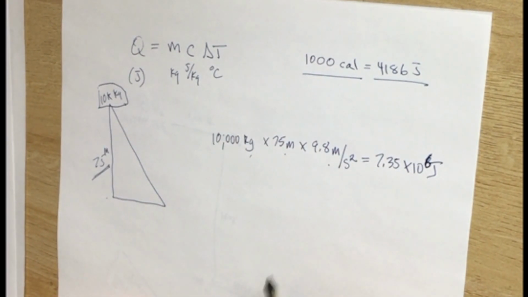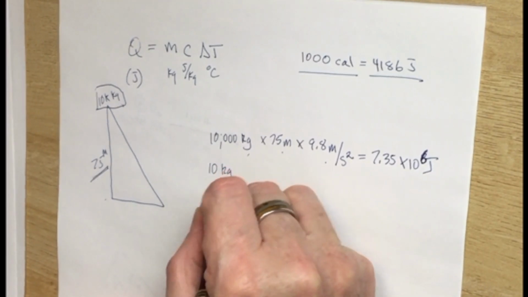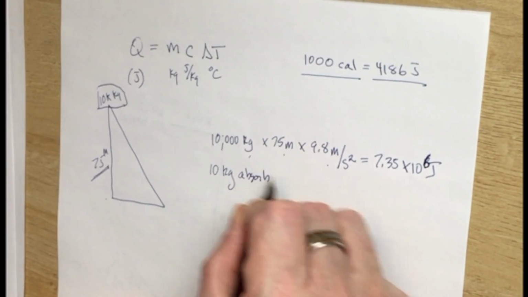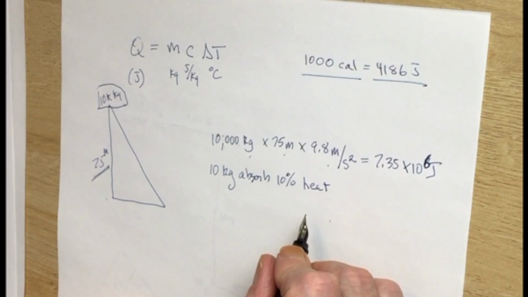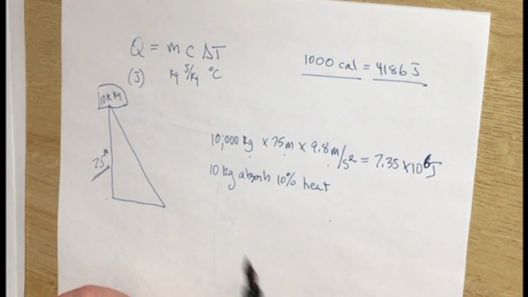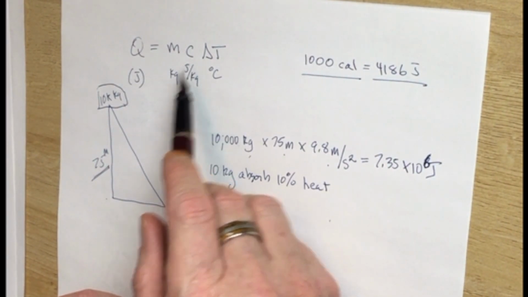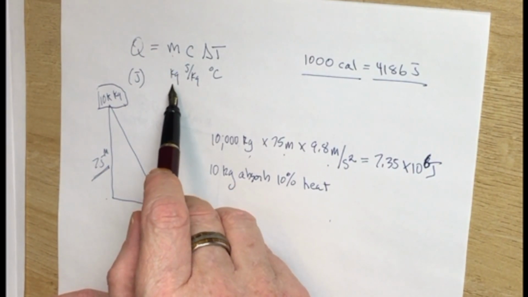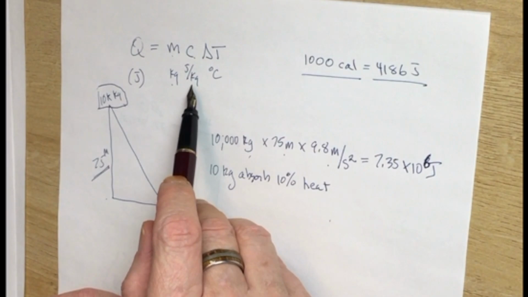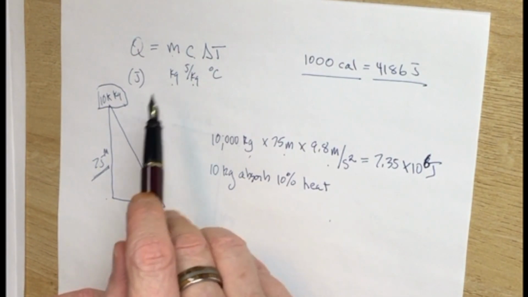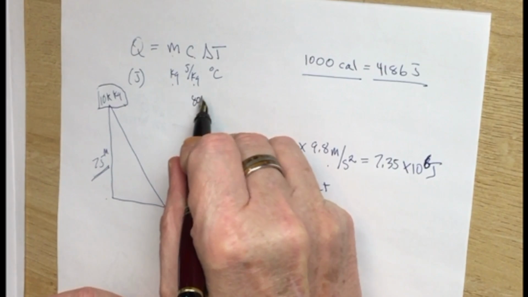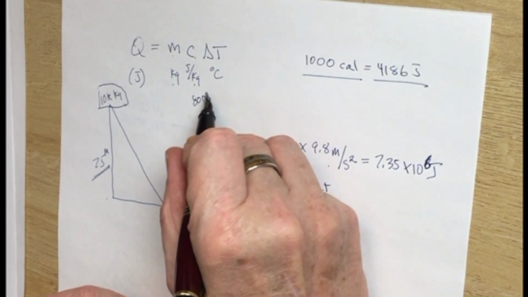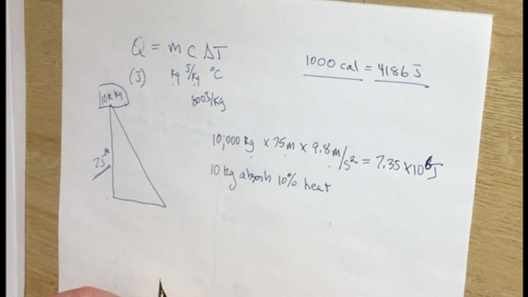Now, according to the problem, the brake pads weigh 10 kilograms and they absorb 10% of the heat. The other 90% of the heat is presumably lost to the atmosphere. So we want to know the resulting temperature change of the brakes. Well, let's look back up here at our problem. The heat energy, Q, is in joules. The mass is in kilograms. The heat capacity of the brake material is in joules per kilogram, and it is listed as 800 joules per kilogram. And we want to solve for the change in temperature.